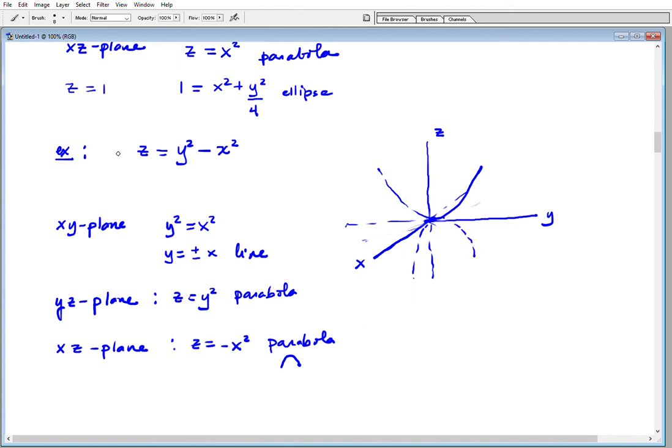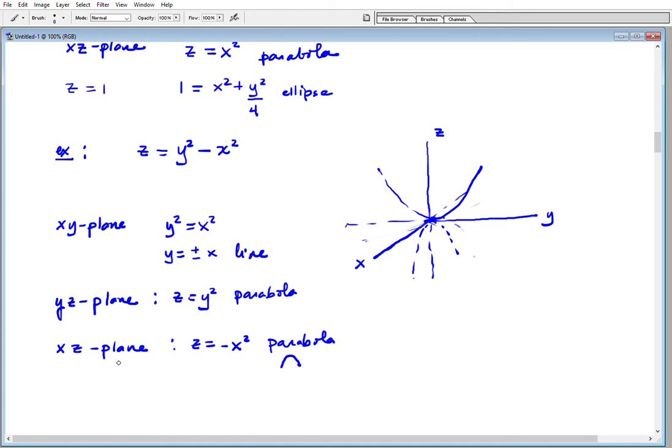Like I said, this one's a little hard to visualize, but I have a way to help you visualize this. But it goes like this. It goes down into the blackboard here. Okay. All right. Now let's say we get traces. Let's do traces.